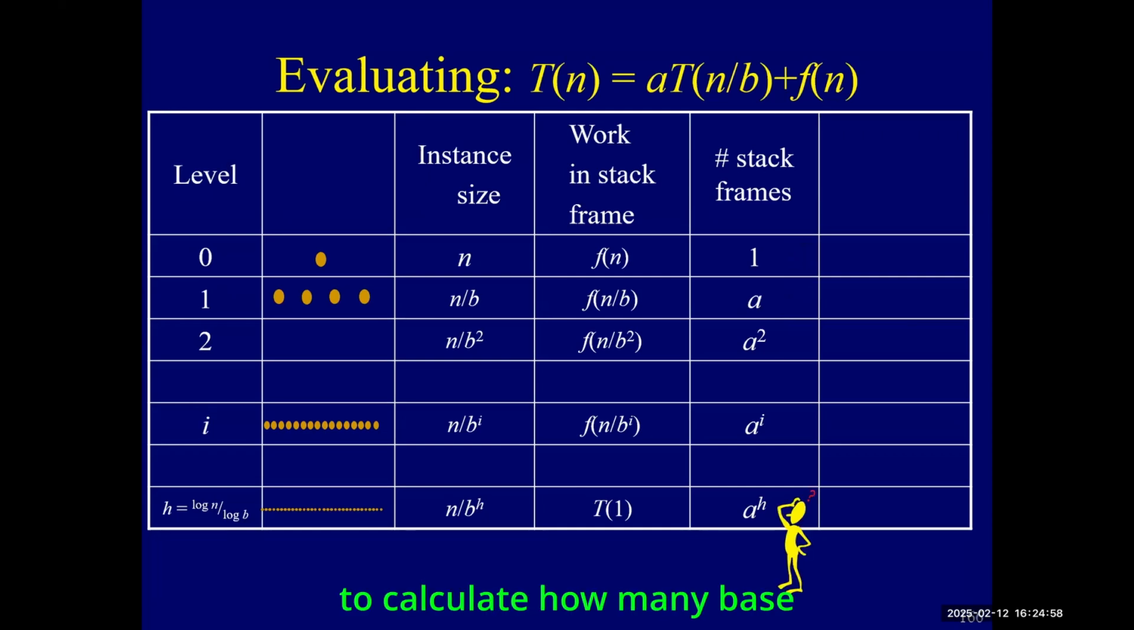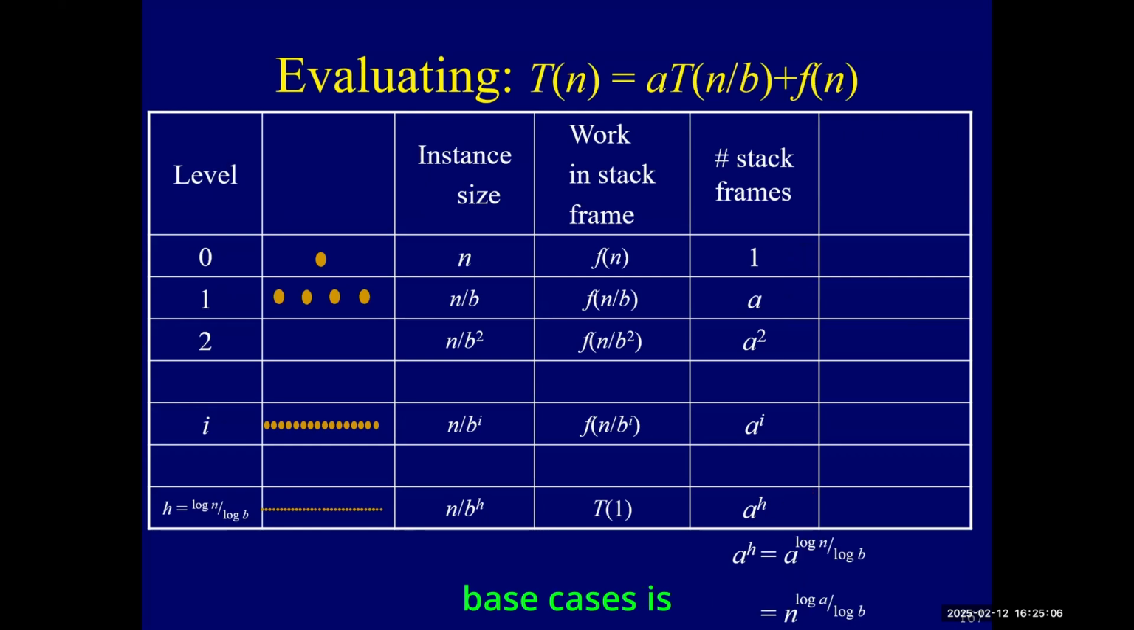So now we want to calculate how many base cases there are, right? So we went to level h. So the number of base cases is a to the h, right? And what is h? h is log n over log b. So then, just like before, we can bring the a up, turning it into a log, and we can bring the log n down, and you get that the number of base cases is n to the log a over log b. All right?